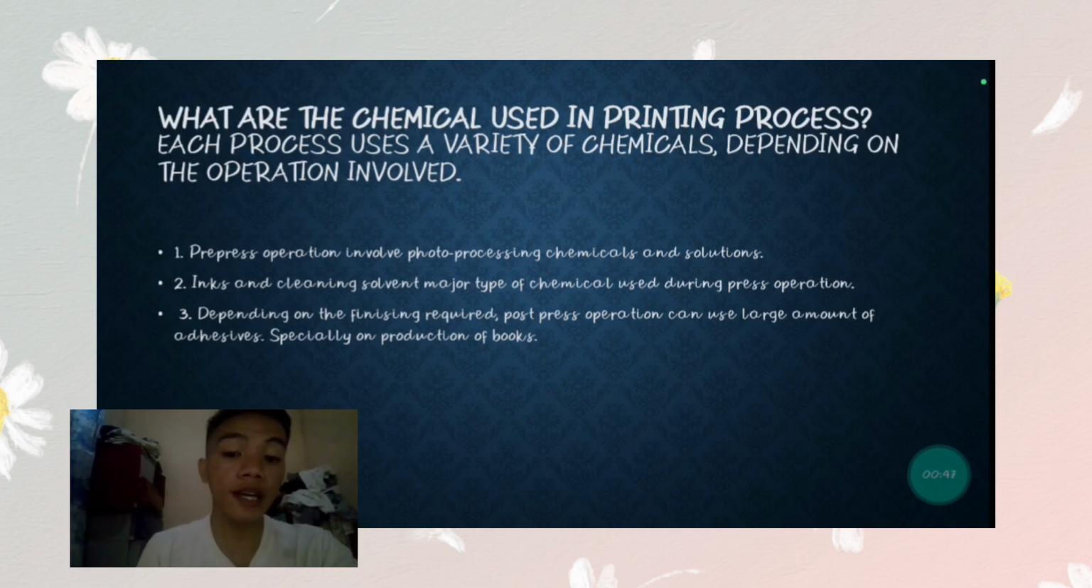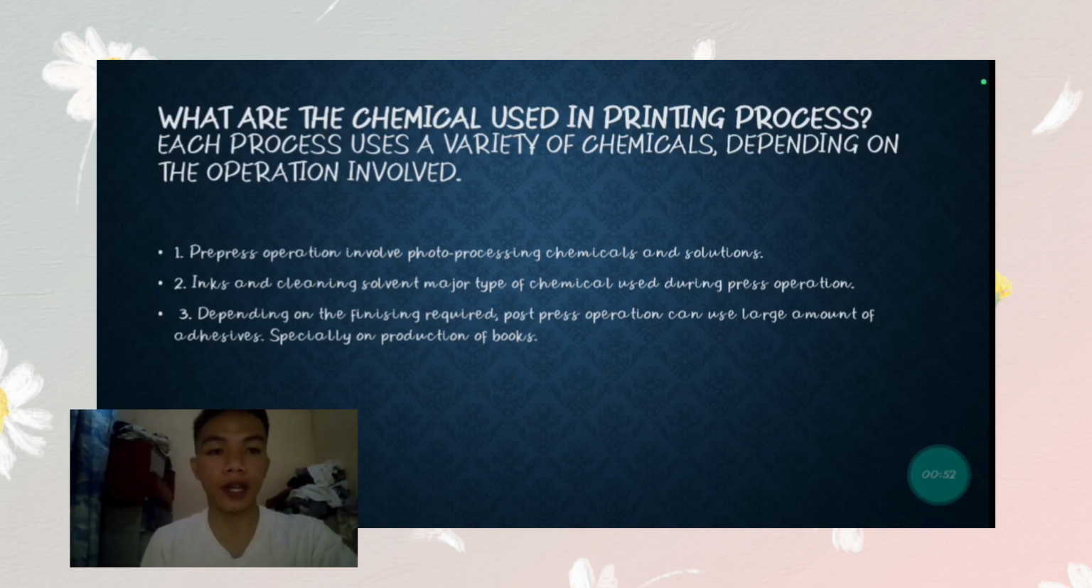Number 2. Ink and cleaning solvents are the major types of chemicals used during press operation.